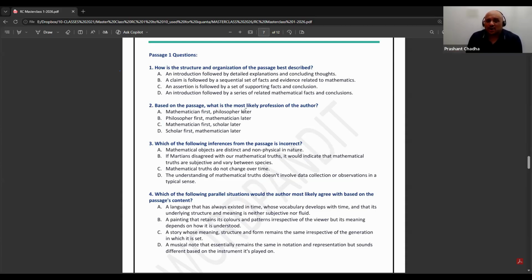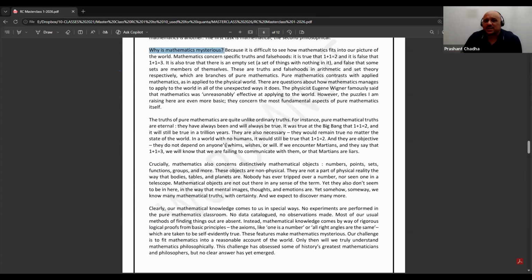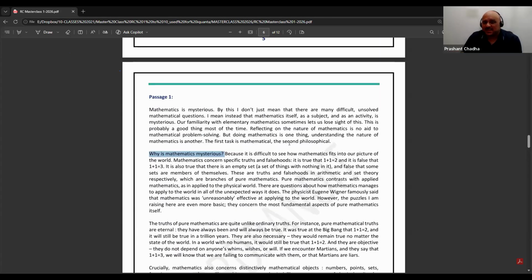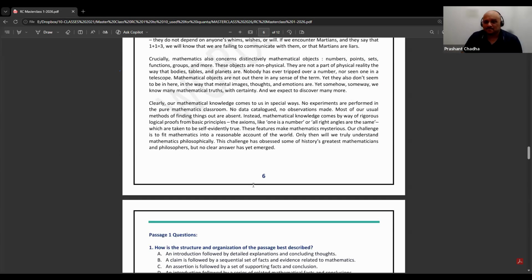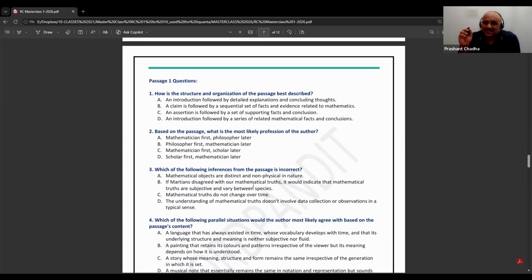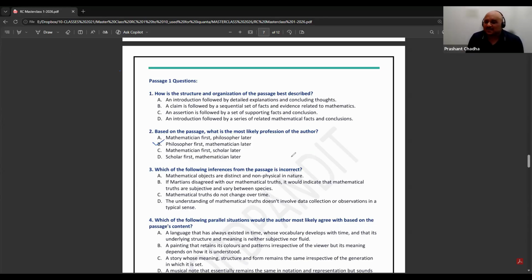The correct answer is option number B. There is a specific line which helps you find option number B. The first task is mathematical, the second task philosophical. Now, in this particular passage, what is he discussing? Is he discussing the philosophical part or the mathematical part of maths? He is discussing the philosophical parts of maths. Hence, philosophy comes first in this particular case, and wins over mathematics.